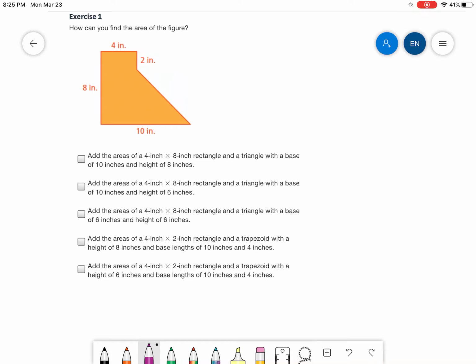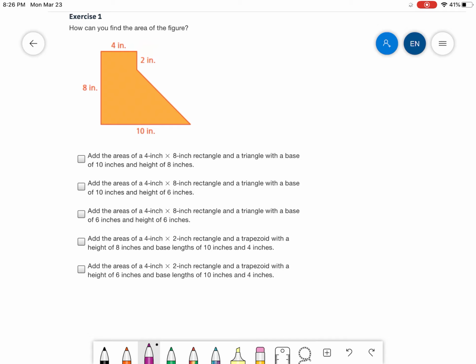Hi everyone. This video is going to show you a few example problems from the end of 8.4. So whether you're doing Big Ideas 8.4 online or 8.4 in the textbook, depending on who your teacher is, these are a few examples from the end of 8.4. So the first one says, how can you find the area of the figure?